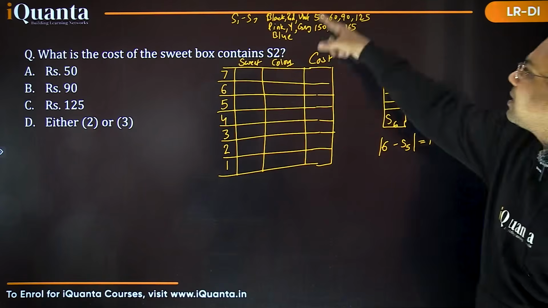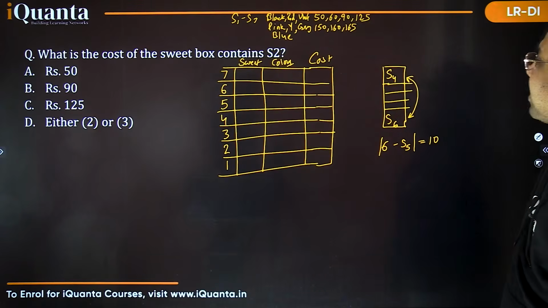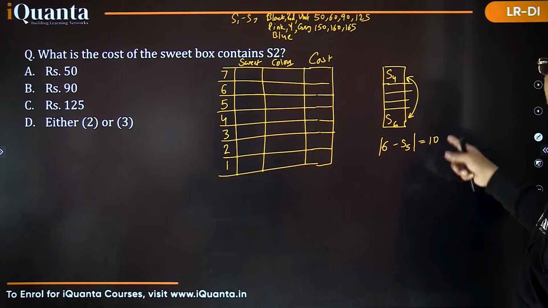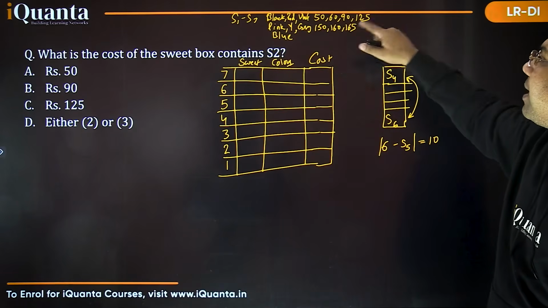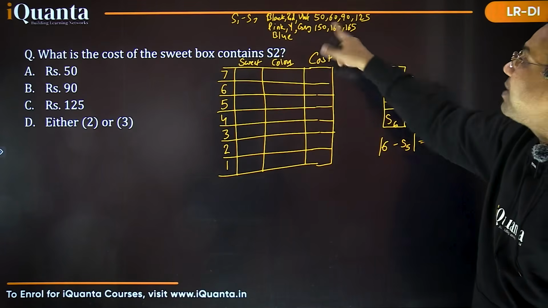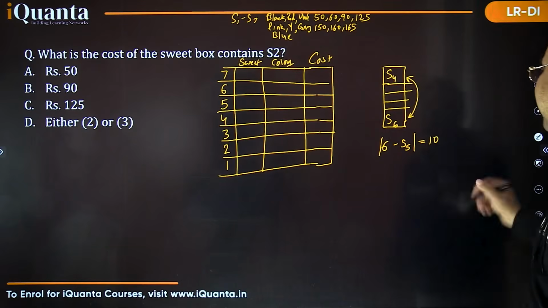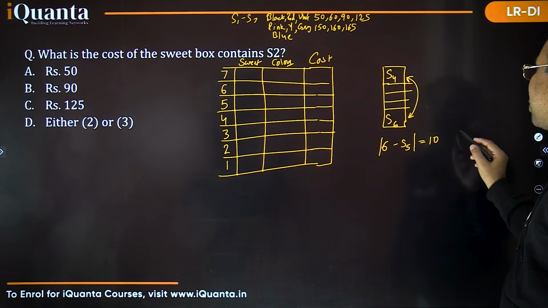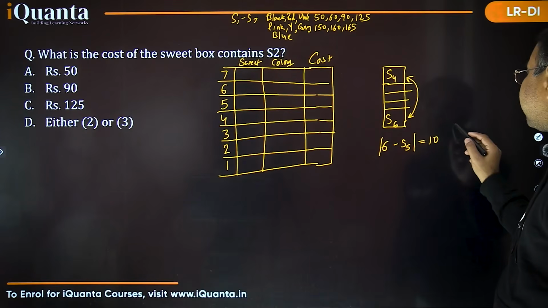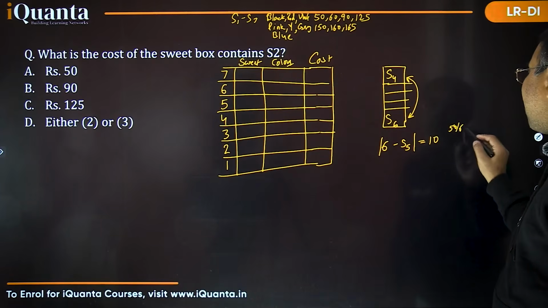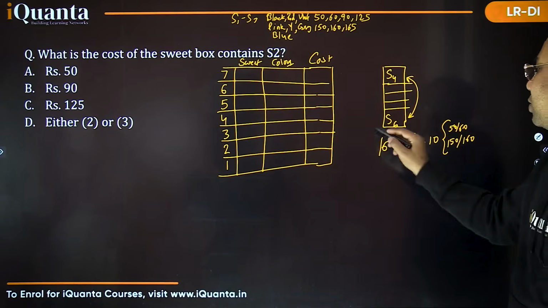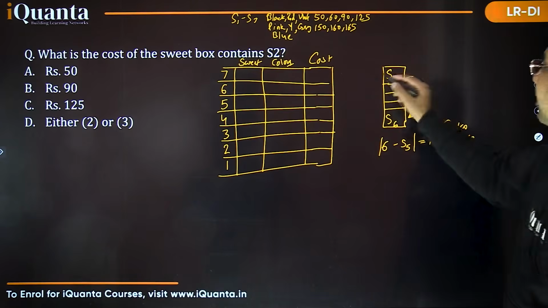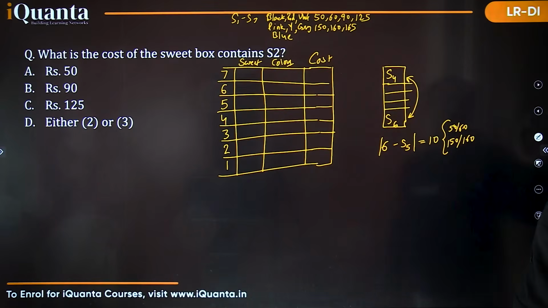Now from this chart, if I see what are the possible values at a difference of 10: 50 and 60, 60 to 70 is not there, 90 to 100 is not there, 125 to 135 is not there, 150 to 160. So there are 2 possible options. Basically these costs are going to be either 60 and 50 or 150 and 160. Right now, which is the case, I don't know. So this was one thing and this is another thing.